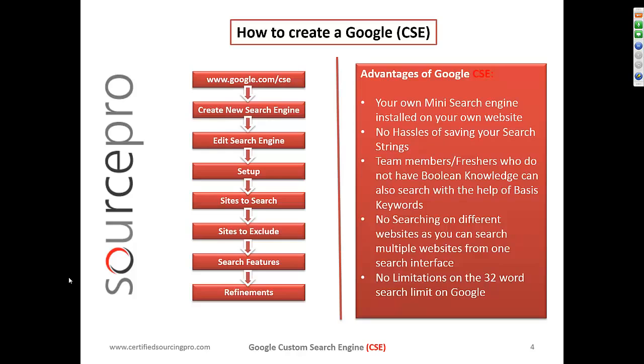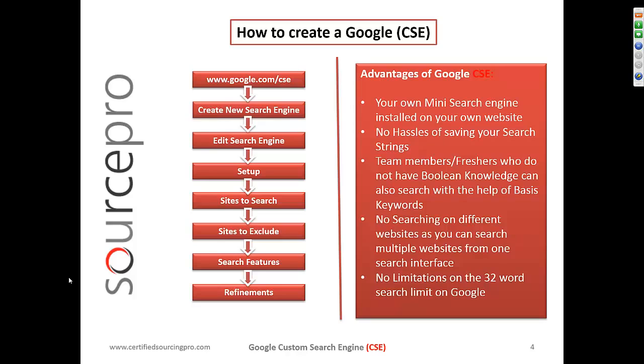Now if you've got team members or freshers who do not have Boolean search knowledge, but you do, you can create your custom search engines, and then these people can search with basic keywords and get information from these custom search engines without knowing the entire Google modifiers, Google field commands or basic Boolean operators.